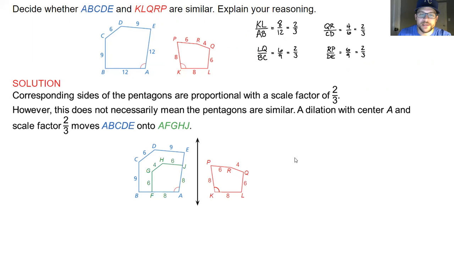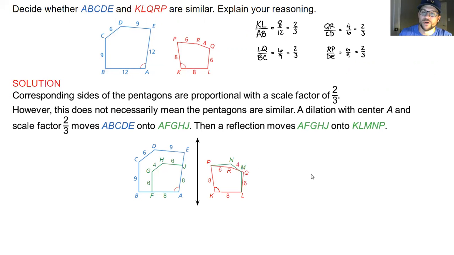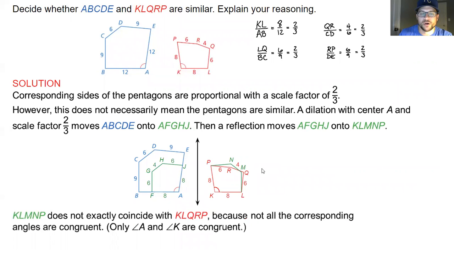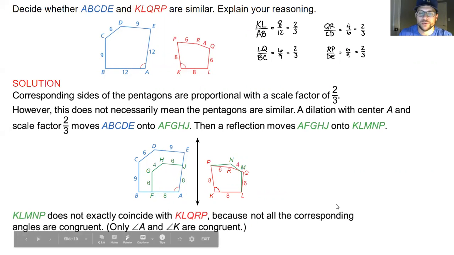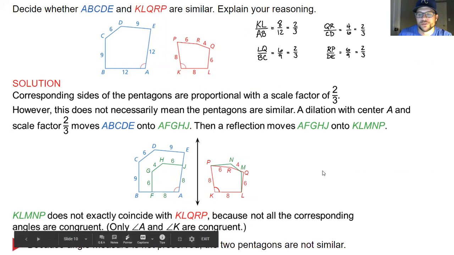Now, using dilations, you could figure it out just based on the proportion of the sides, and then using that reflection over there. But you don't have enough information to determine whether any of those angles are congruent or not. So it doesn't necessarily mean that all the angles are congruent. You're only given that A and K are congruent. So you do not have enough information to decide if those two figures are similar.